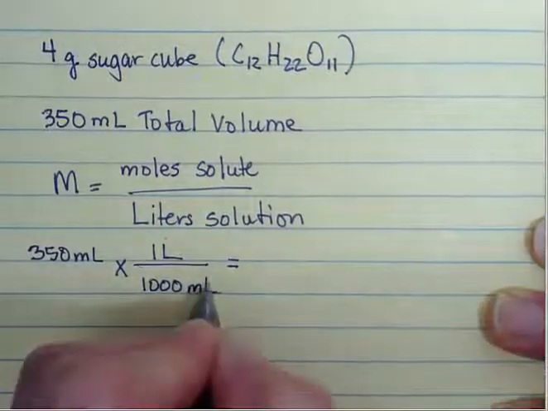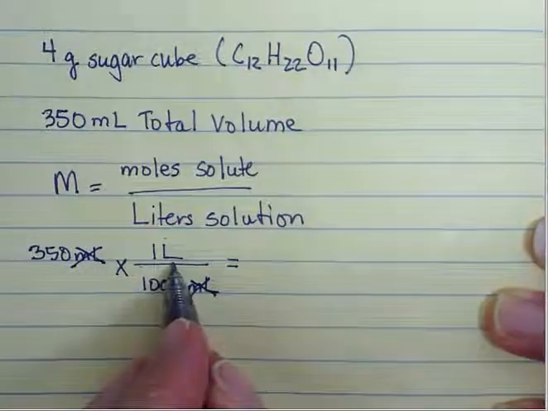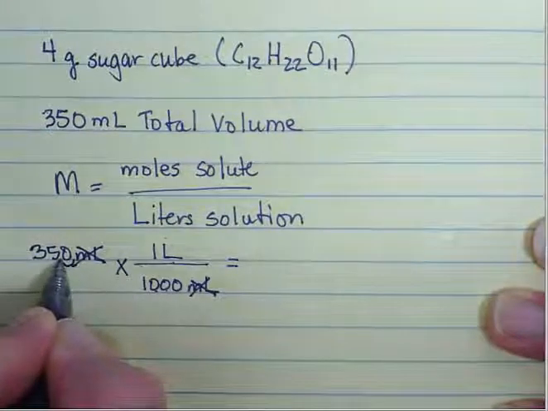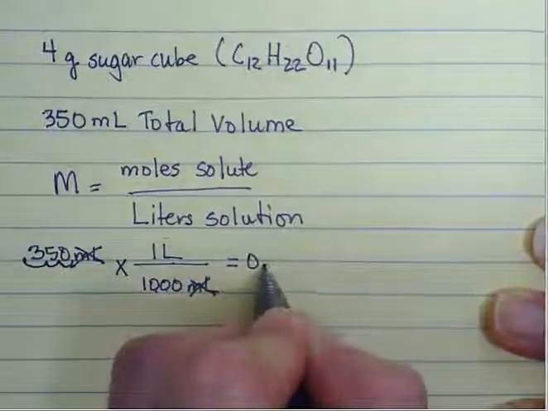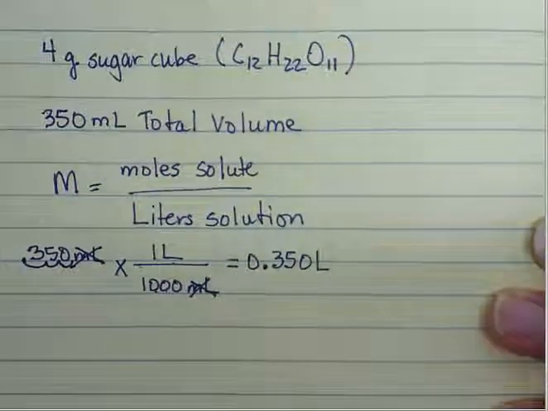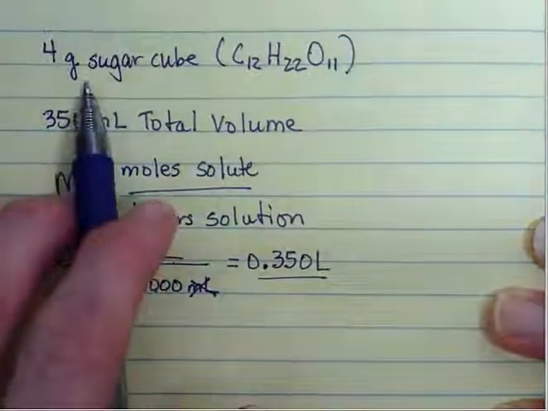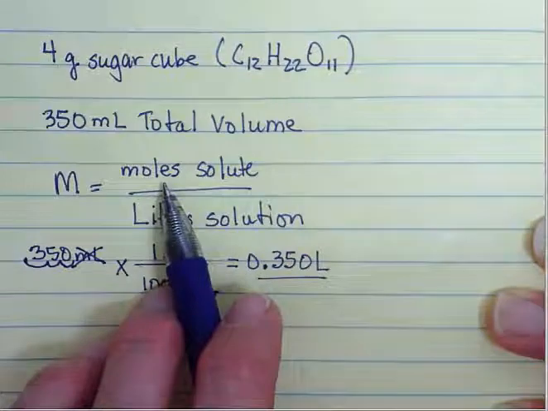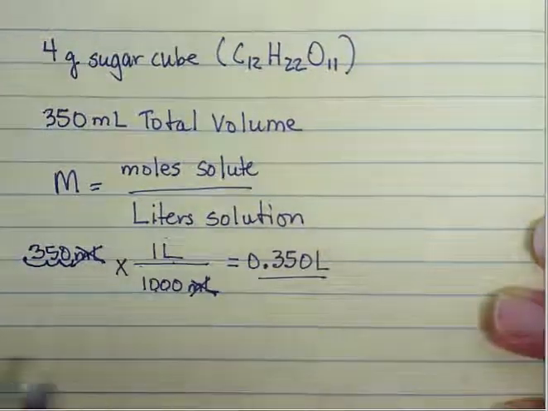We can come here, we can cancel out our milliliters. We're going to be left with our answer in liters. Essentially, you've got 3 zeros, so we can move it back 3 places with the decimal. So this is going to be equivalent to 0.350 liters. So now we have liters for our volume, for our solution, and now we need to convert our grams into moles. So we do that by finding the formula weight of our sugar molecule.